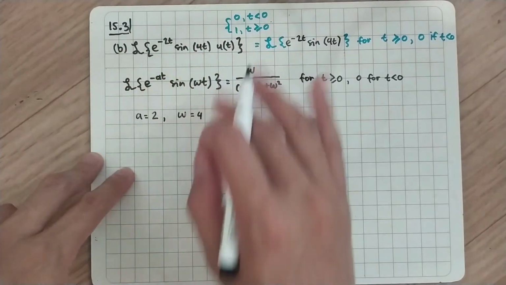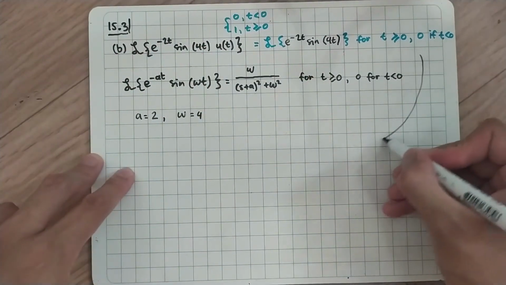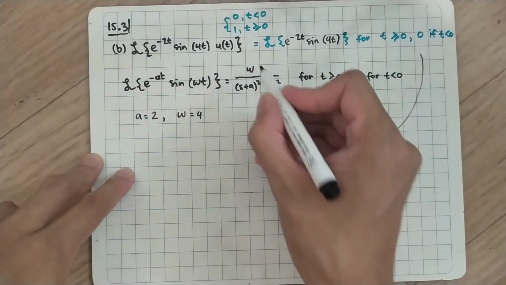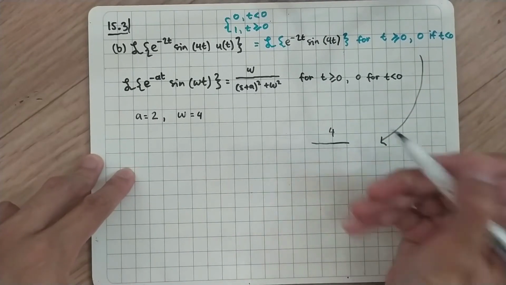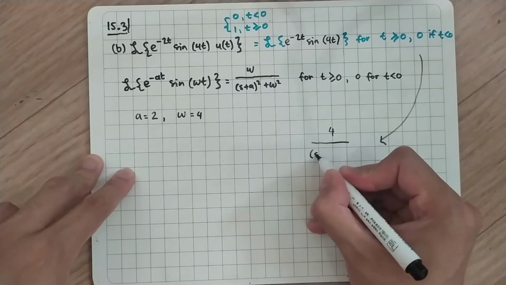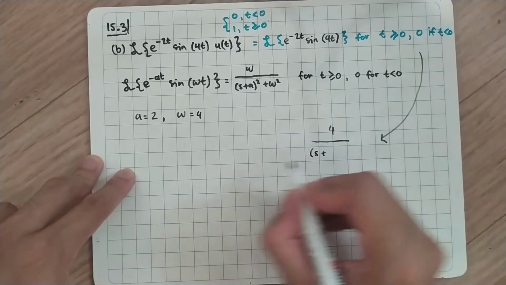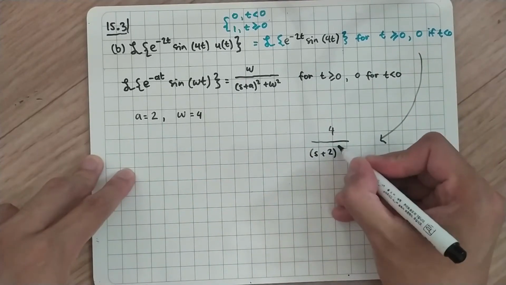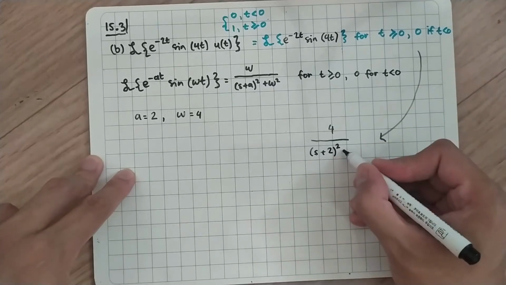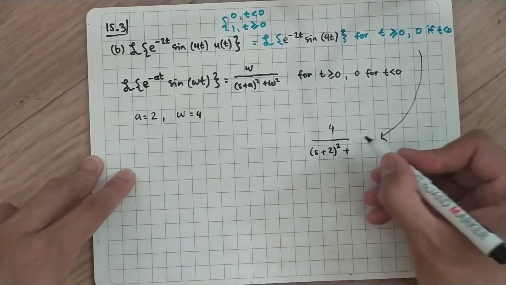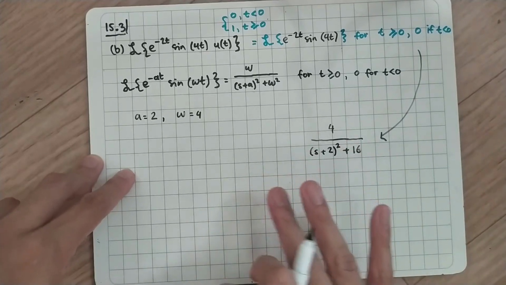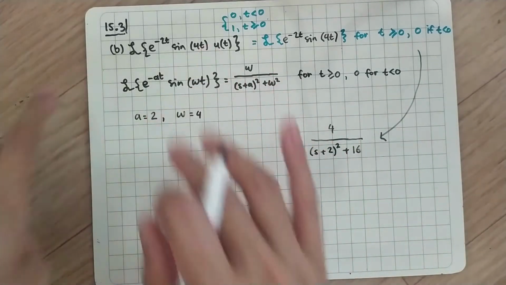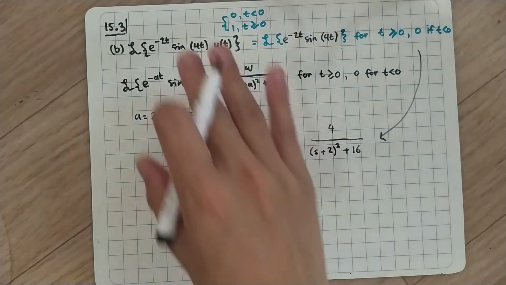Therefore, the Laplace transform of this is equal to omega, which is 4, divided by s plus a, which is 2, the quantity squared, plus omega, which is 4. 4 squared is 16. So this is the Laplace transform of this integral, I mean this function.